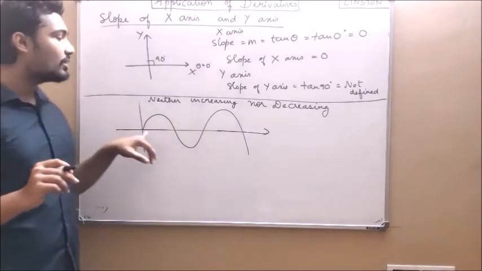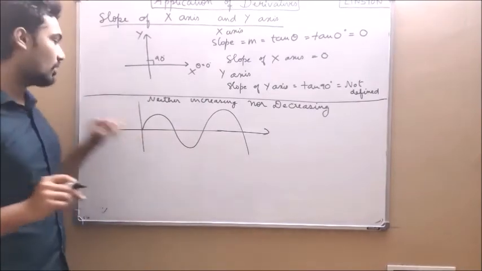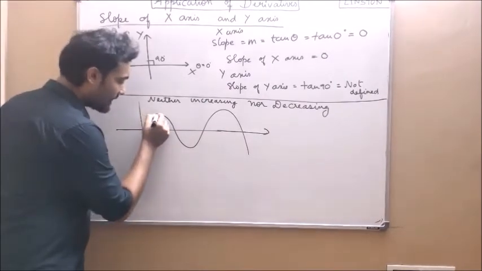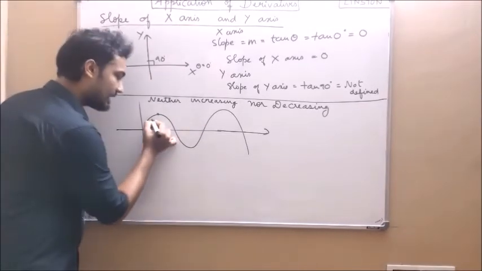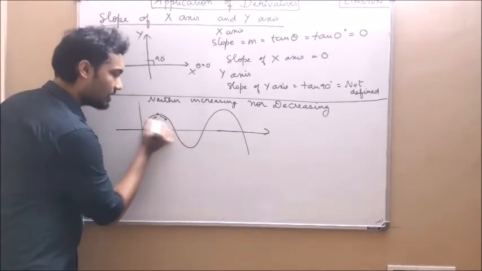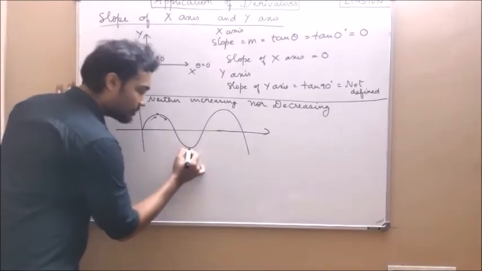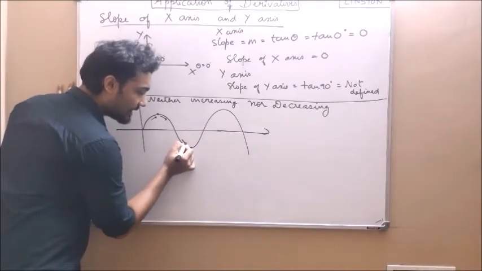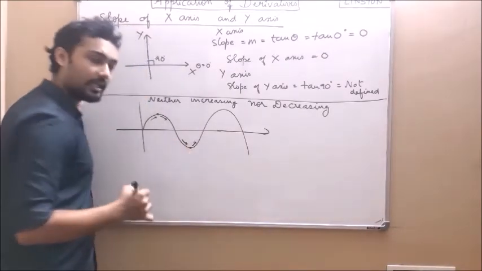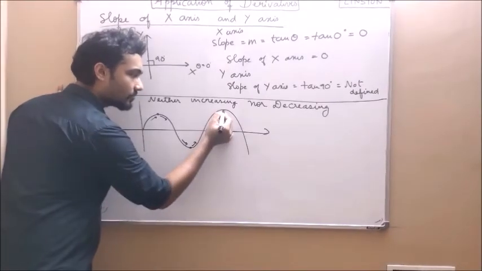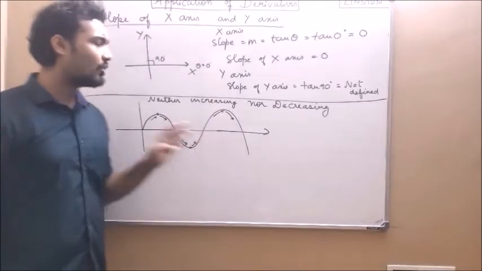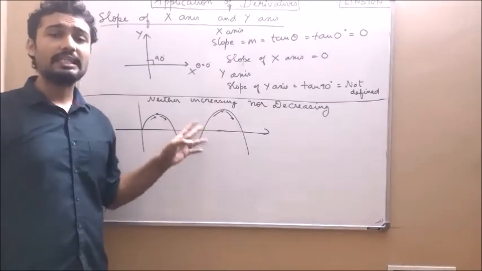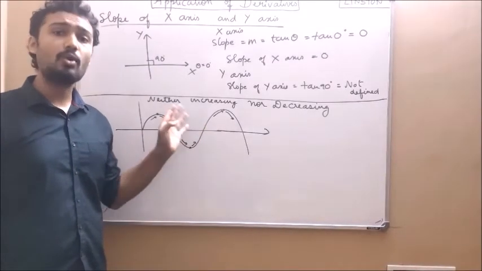So we have to look at some points. So now look here at this point. It is increasing from the left and decreasing from the right. Correct? At this point here, it is decreasing here and increasing here. Correct? At this point, it is increasing here, decreasing from here. So here increasing and decreasing occurs according to the interval.